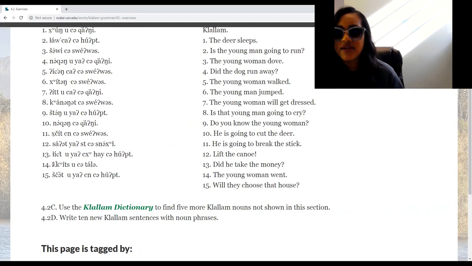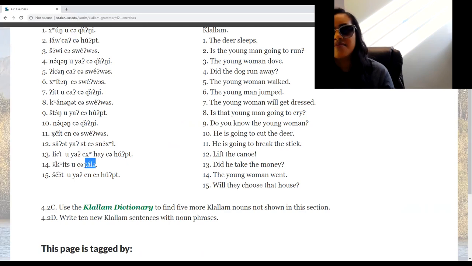Number 14. Kweet utsa tala. The word kweet is our transitive verb, and that means to take it. Then it has the S, which makes it he, she, they, or it. So kweets is he took it. And then the u makes it a question, did he take it? And then sa is our article the, and tala is money. Did he take the money?